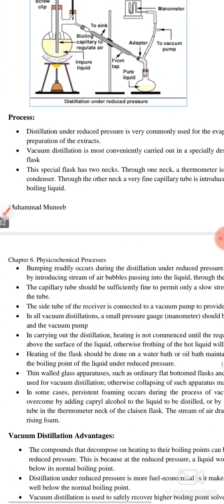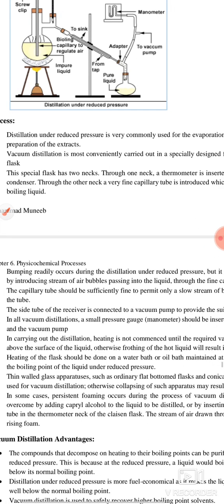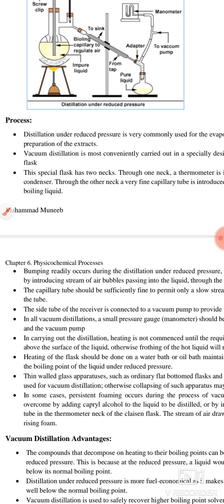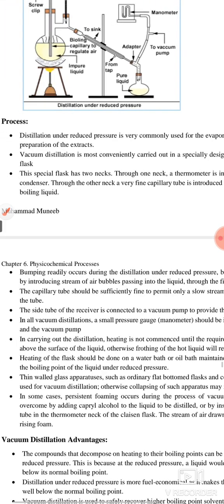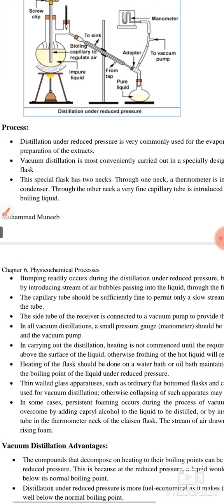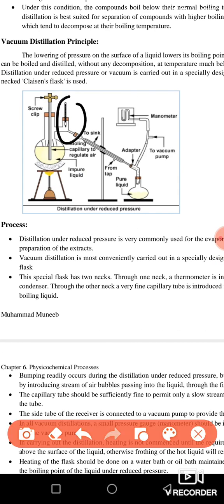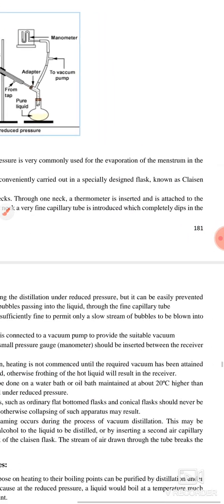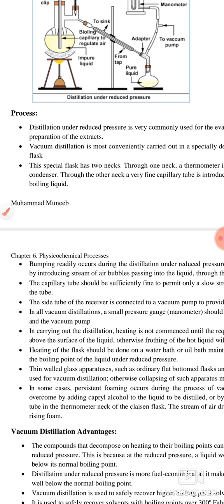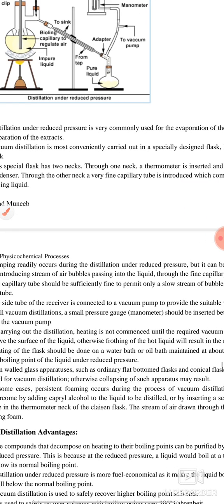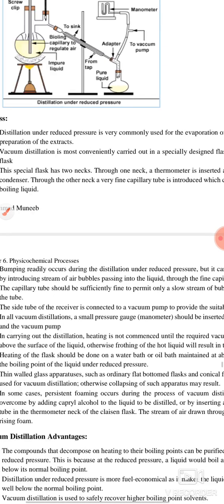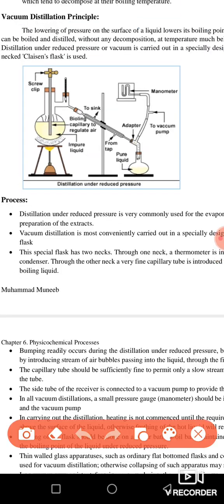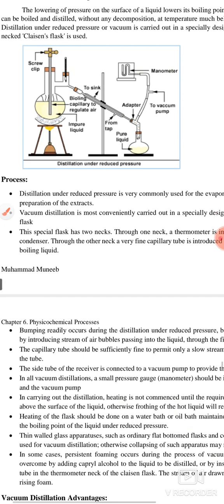Now let's discuss the process of it. Distillation under reduced pressure is very common. The distillation flask most commonly used is a specially designed flask called a Claisen flask, which consists of two necks, as you can see here in the diagram. Through one neck, a thermometer is inserted and attached to the condenser, and in the second neck a very fine capillary tube is inserted, which completely dips into the boiling liquid. As you can see here, this is the screw, this is the capillary tube, and this is the thermometer.